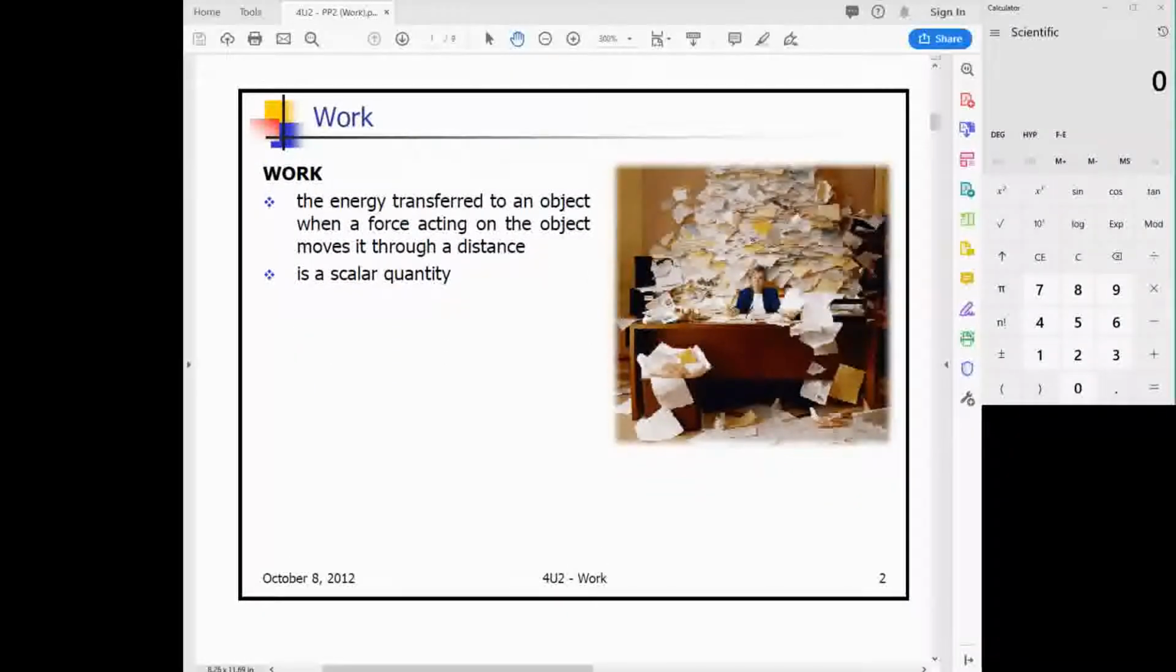So I'd like you to copy this slide down. It says that work is when energy is transferred to an object when a force acting on the object moves it through a distance. And work is a scalar quantity. So we do not associate direction with work.